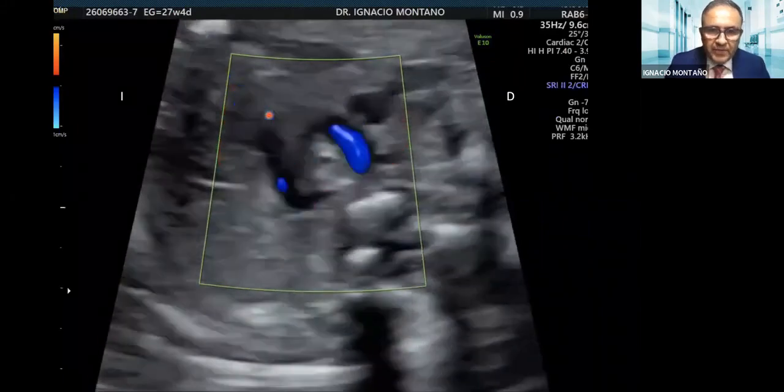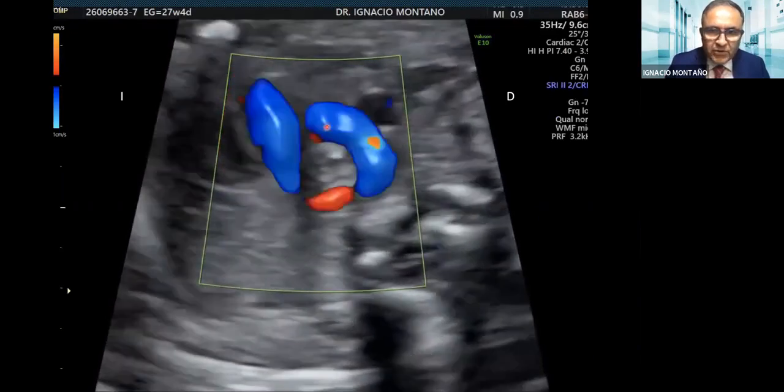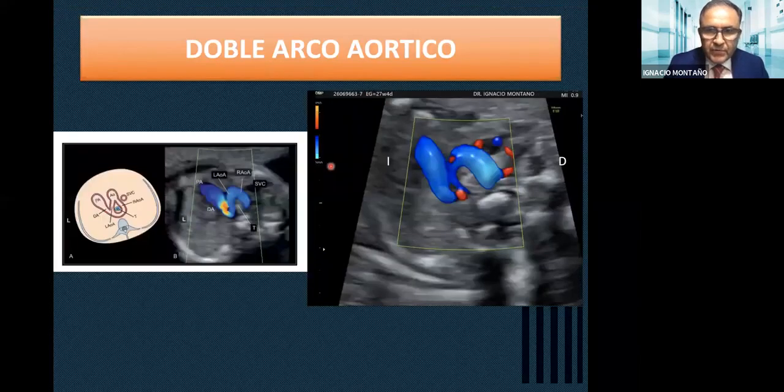Double aortic arch: we see here the ductal arch, the hypoplastic left aortic arch, the right aortic arch, and the trachea in between the two arches. Again here, from left to right for better understanding, double aortic arch: pulmonary artery, ductal arch, hypoplastic left aortic arch, right aortic arch, and the trachea.